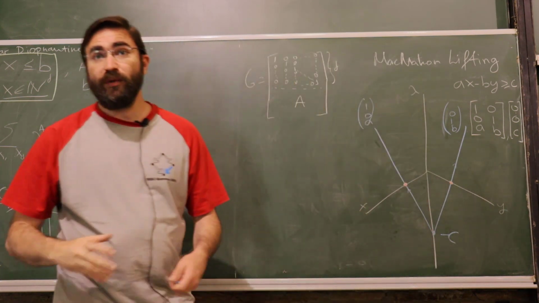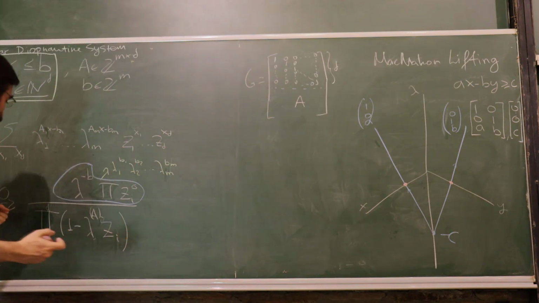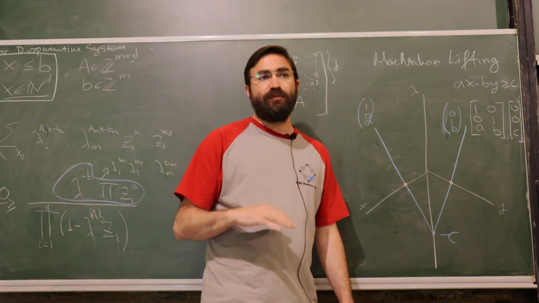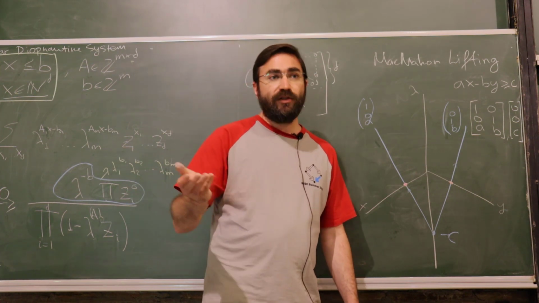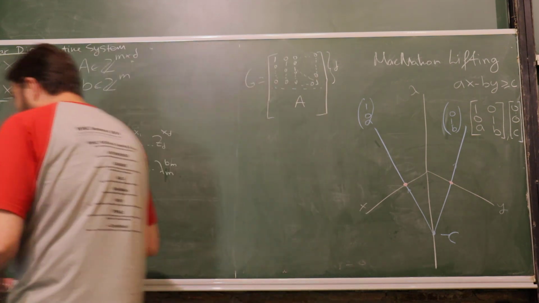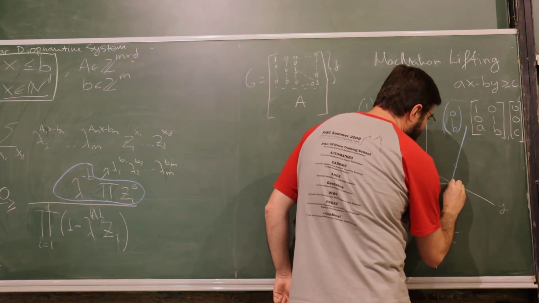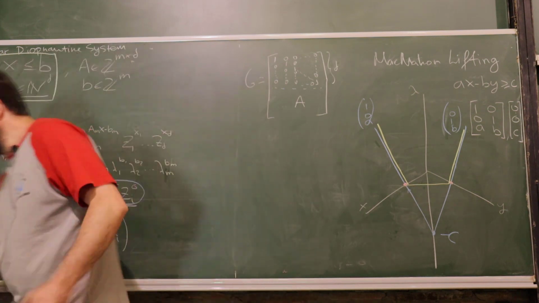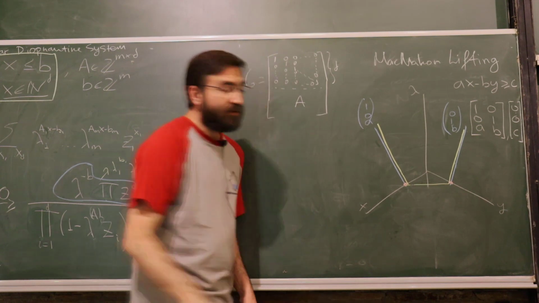So this was the first step, by the way. We did the MacMahon lifting. What is the second step? What do we do when we apply omega? We want to forget everything that has a negative lambda. So we have to forget everything that is below the XY plane, which means I want to only keep this part. This is gone, right?